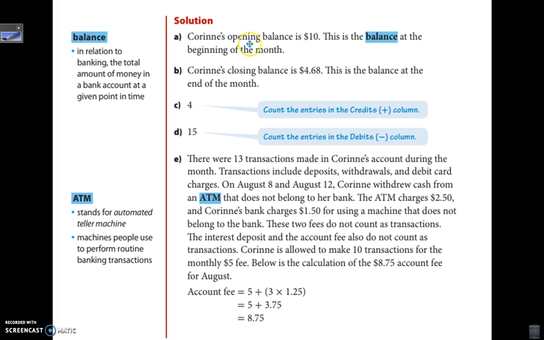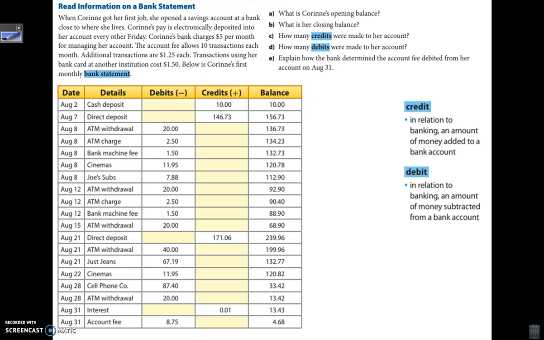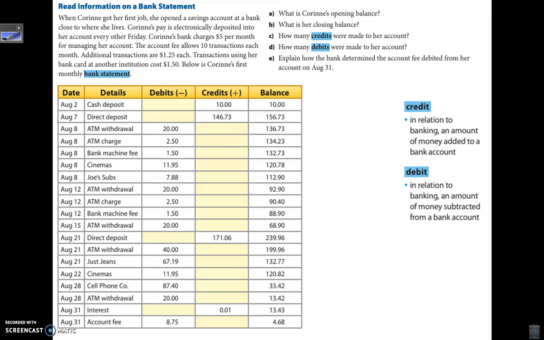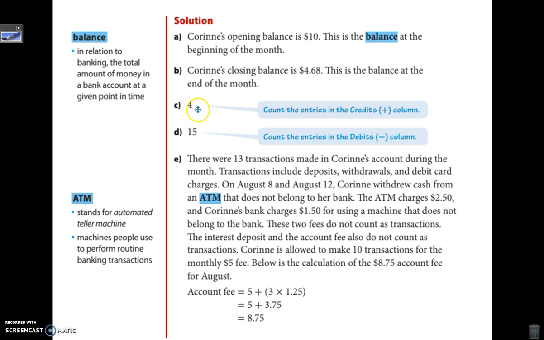So for the first one, opening balance, that was $10. Okay, that's what was up here. That was the balance. Now her closing balance was $4.68. That's what her closing balance was. Okay, now there were 4 credits and 15 debits. But for transactions, there's only 13 transactions on her account. So those transactions include deposits, withdrawals, and debit card charges.